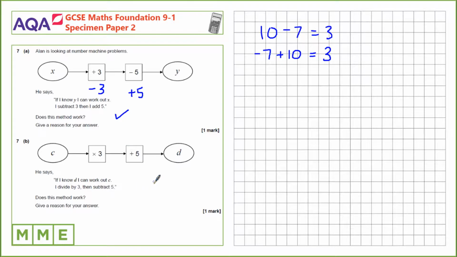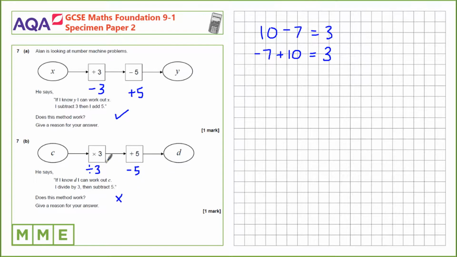Question 7b. He says, if I know D, I can work out C. I divide by 3 and then subtract 5. Does this method work? The normal method would be to subtract 5, then divide by 3. And in this case, it doesn't work. We can't do division and subtraction in the same way.